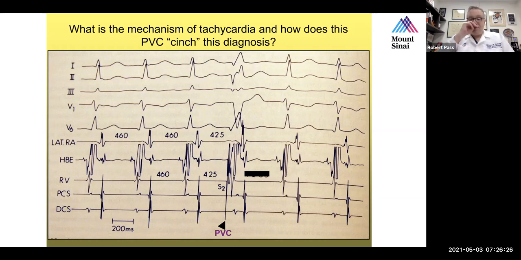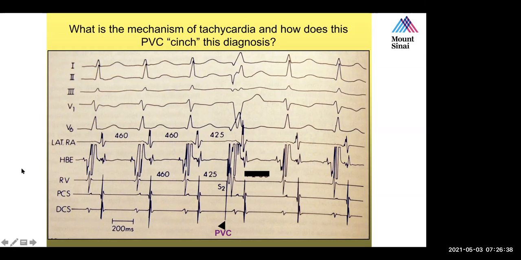And that would be consistent with the diagnosis of ORT. Okay, so once we do that, then we really have cinched this diagnosis. Does that make sense? Yes, thank you.